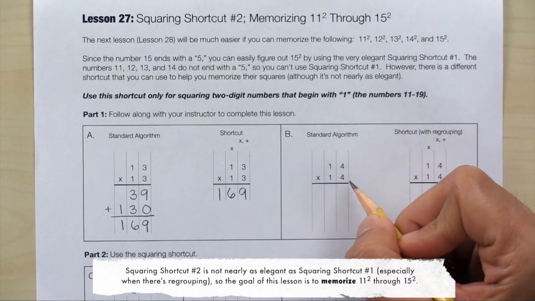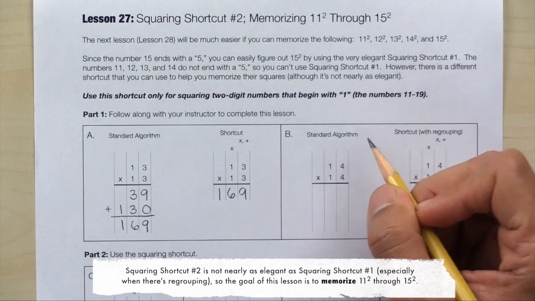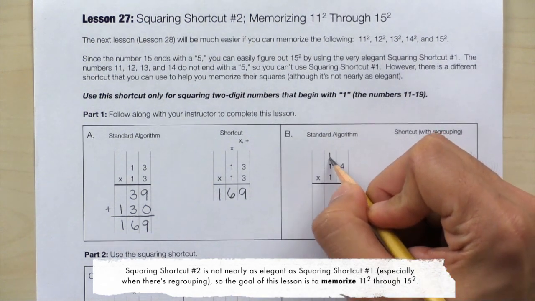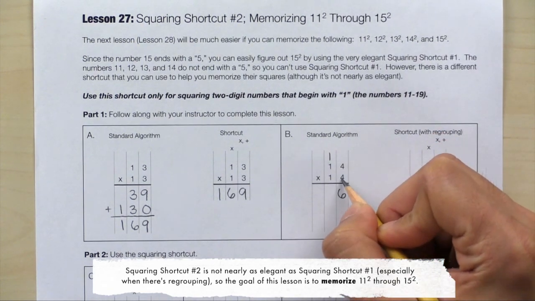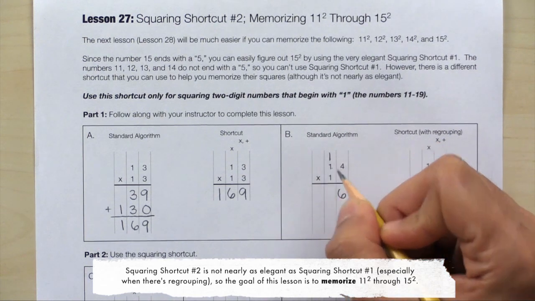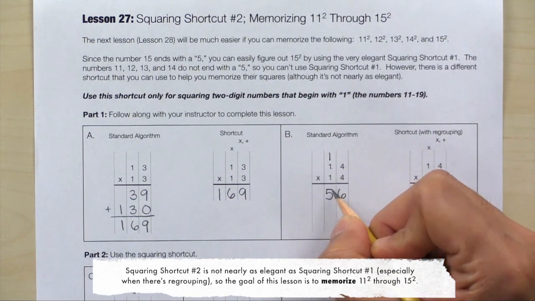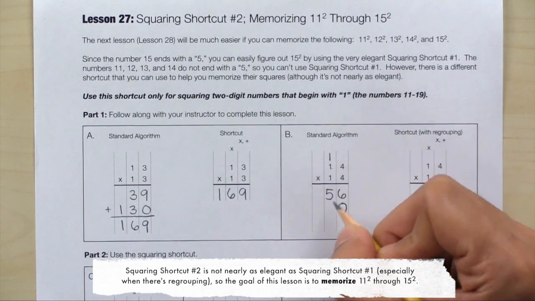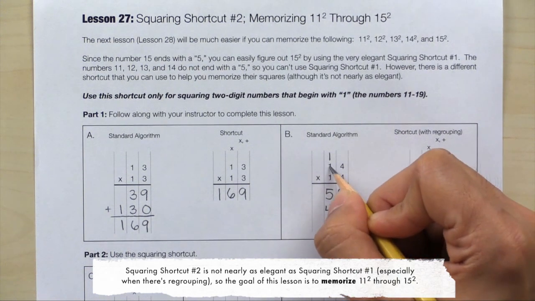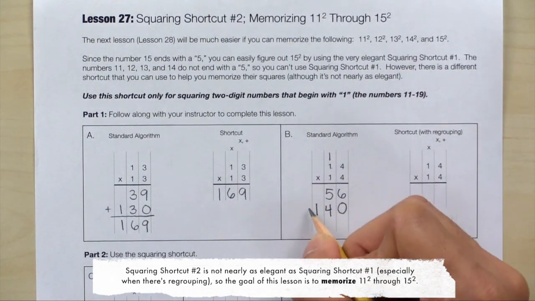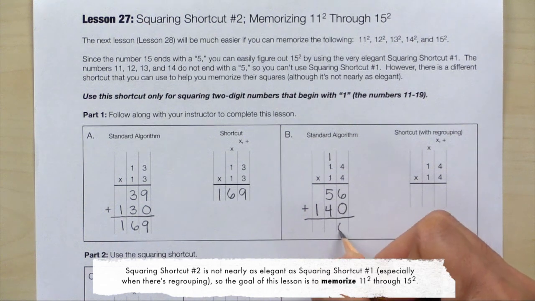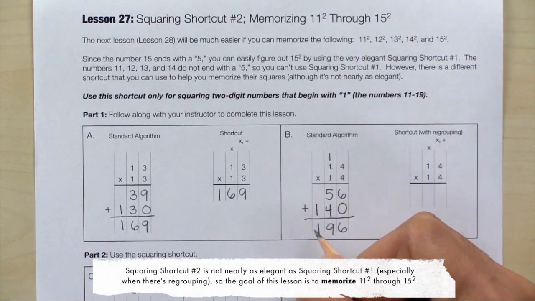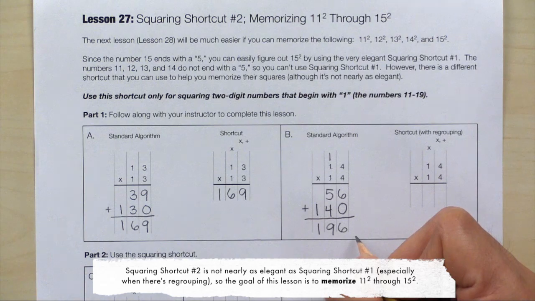Now for box B. Here we have 14 squared, and we're going to use a standard algorithm. 4 times 4 is 16. 4 times 1 is 4, plus 1 more equals 5. Next line, here's our placeholder. 4 times 1 equals 4. 1 times 1 equals 1. Let's find the sum. Final answer, 196.